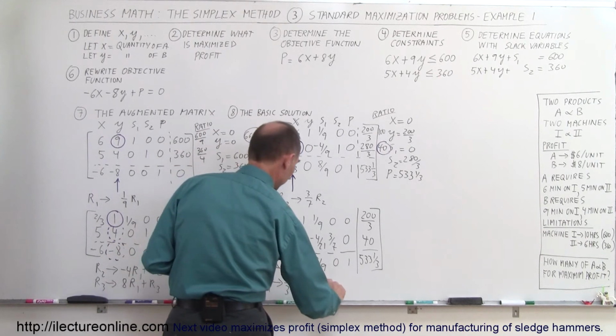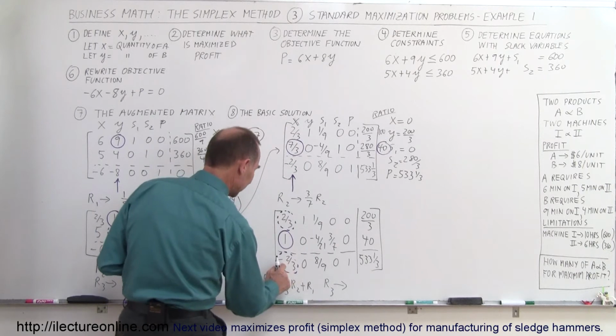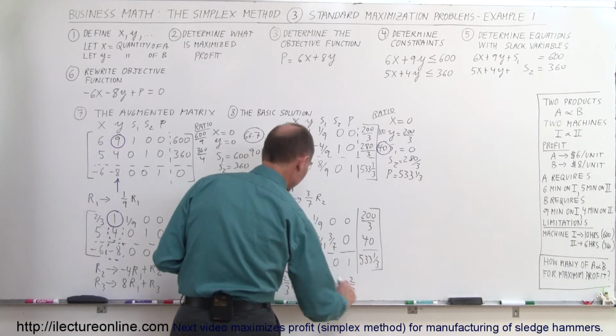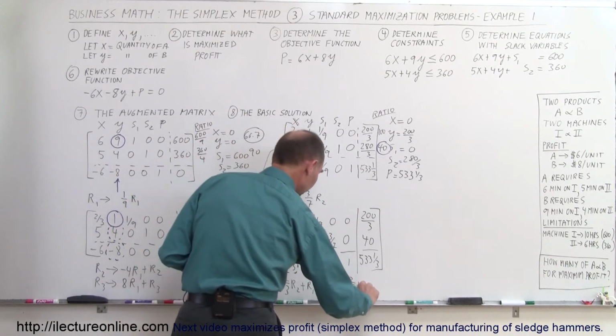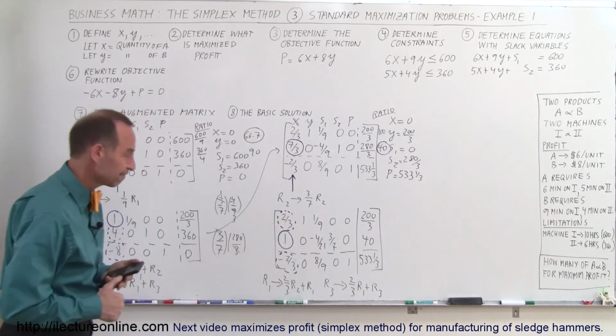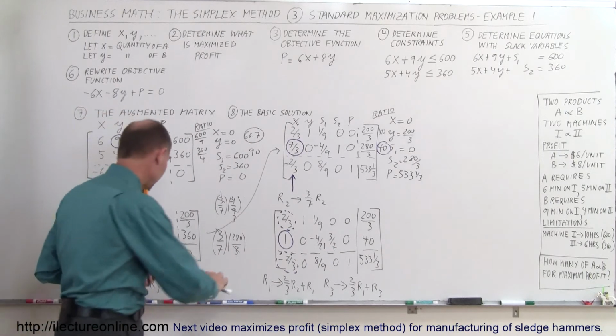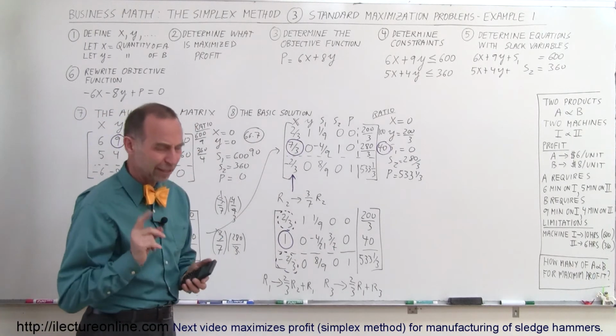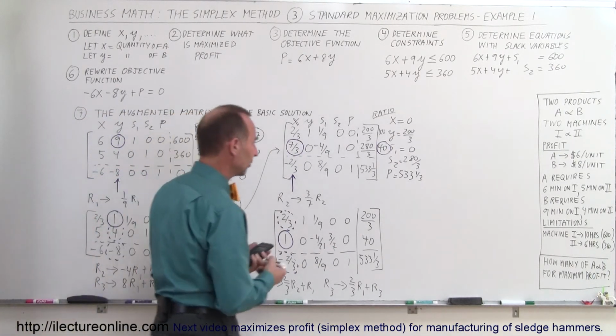And I'm going to take the third row and replace it with the negative of that number, which is a positive 2/3, times the row with the pivot, which is R1, and add it to the third row, which is R3. All right, now let's go ahead and do that and see what we end up with. I'm getting the feeling we're getting fairly close to the answer.